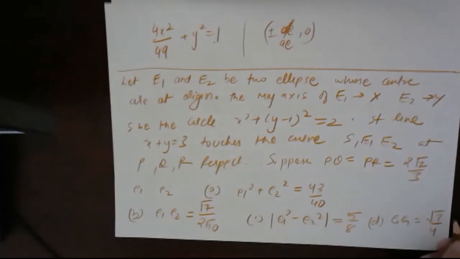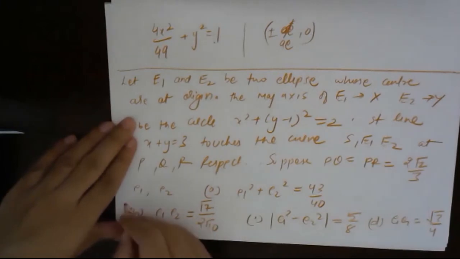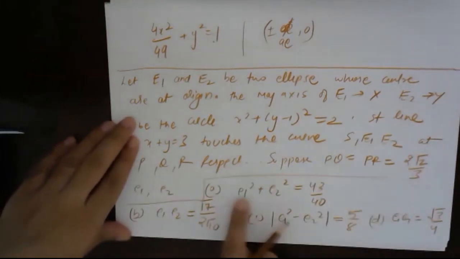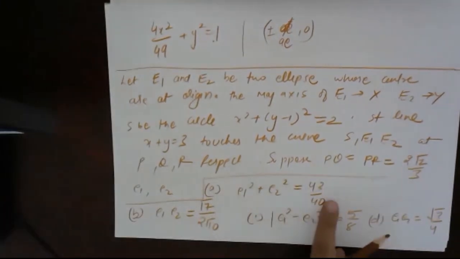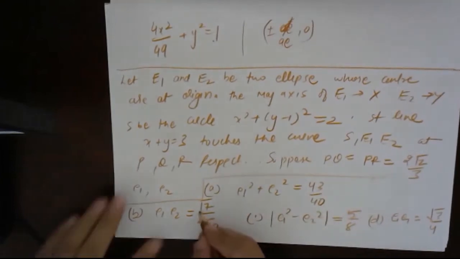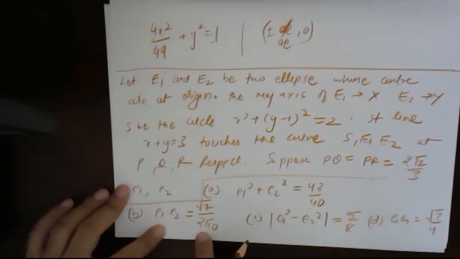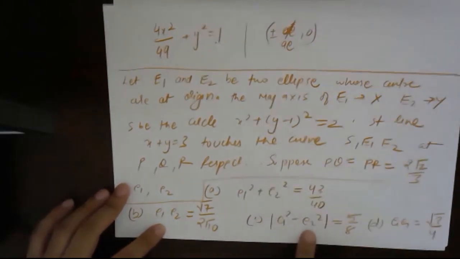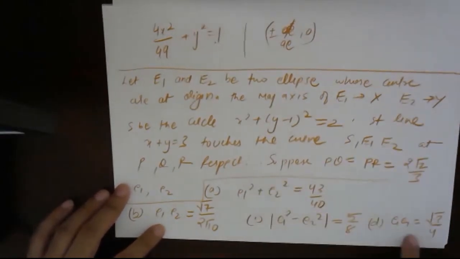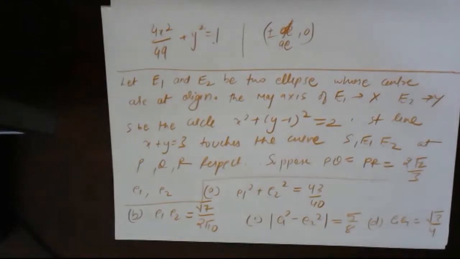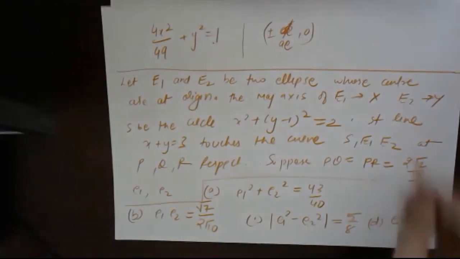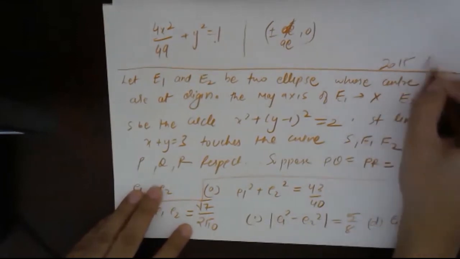So you have to find e1 and e2. So you have to find which of the following is correct. e1 square plus e2 square is 43 by 40. e1 into e2 is root 7 by 2 root 10. e1 square minus e2 square is 5 by 8. And e1 e2 is equals to root 3 by 4. Okay, just write this question. This is 2015 Advanced.